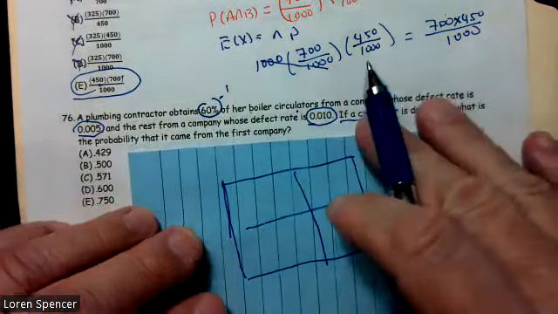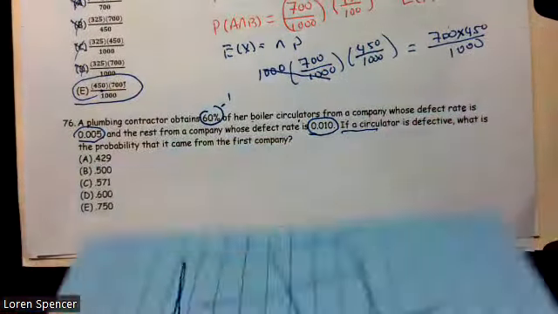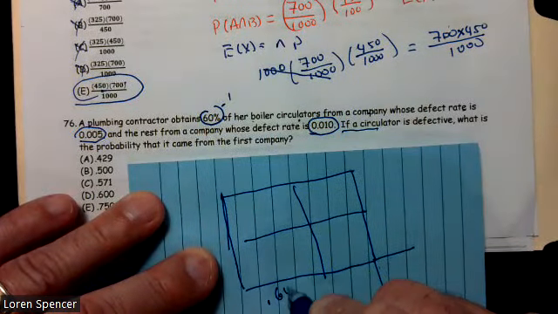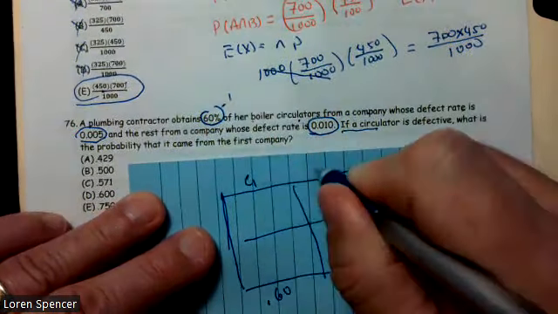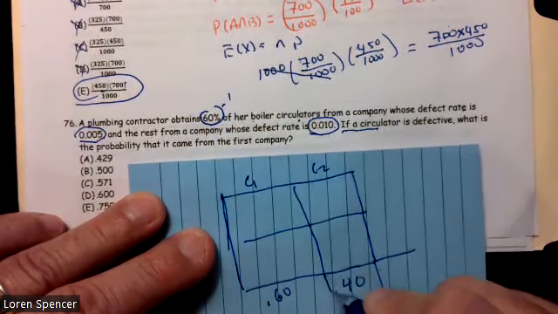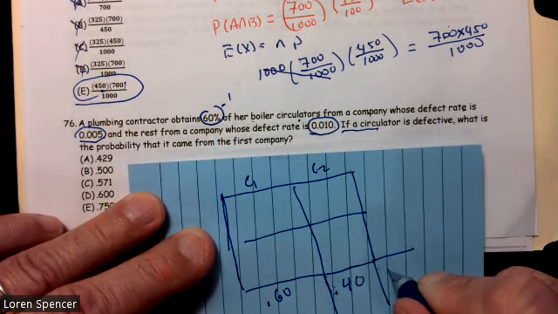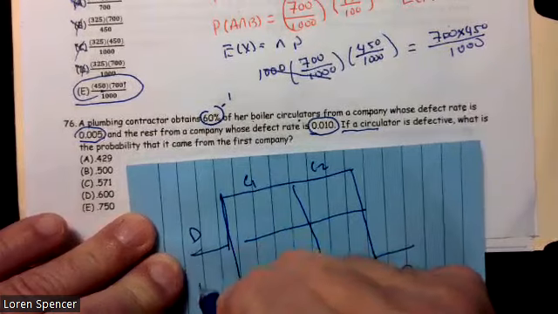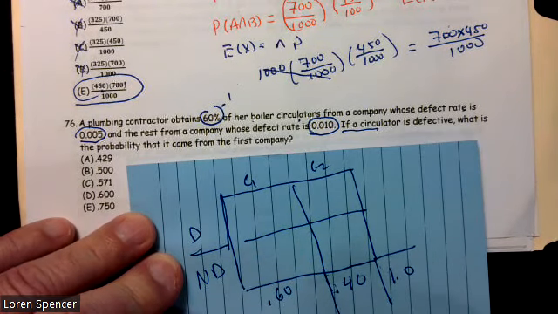That's not a very good window. So 60% from this one, and that's from company one. From company two, I'm getting 40%, and that's one whole. And defect, not defective. Those are my two variables.